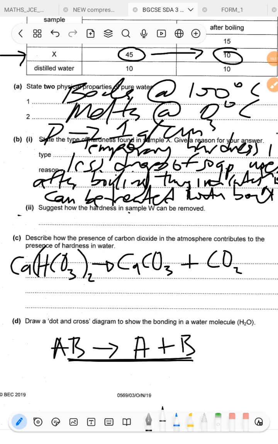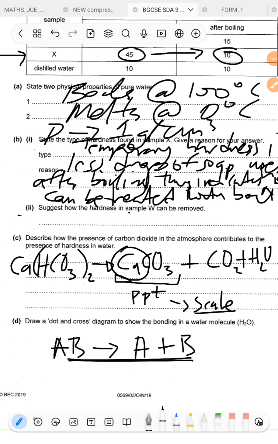plus H2O. Now remember that calcium carbonate is insoluble in water, so it will precipitate out of the solution. This is what you usually find around the kettle element, or whatever heating element you have whenever you're boiling water. This will be the scale that you find around that. So successfully you have removed the calcium out of the water.